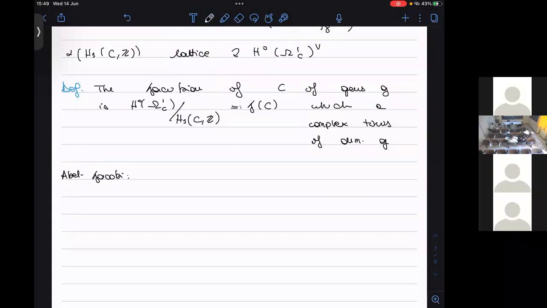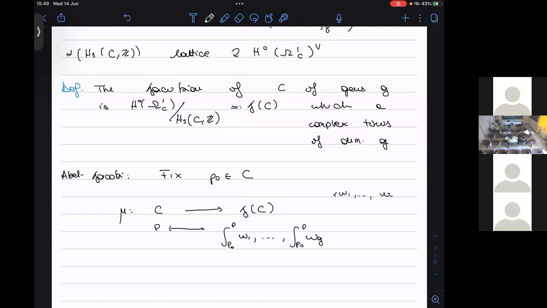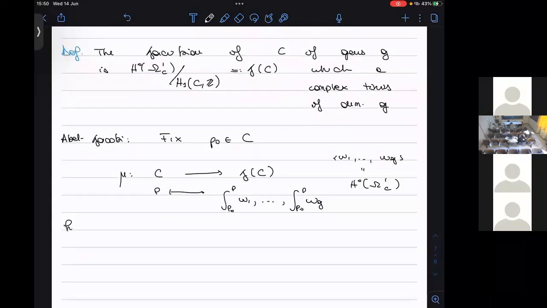Abel and Jacobi constructed this map. So if you fix a point P0 on the curve C, you can define the map mu from C to the Jacobian, which sends each point to this integral, where omega 1 to omega g are a basis of the space of holomorphic one forms, which has dimension G, exactly the genus of the curve. In particular, one can prove that this map is holomorphic. Of course, it depends on the point P0, but if we change it, the images differ by a translation by something which belongs here.